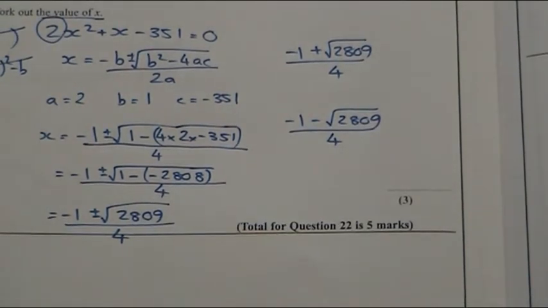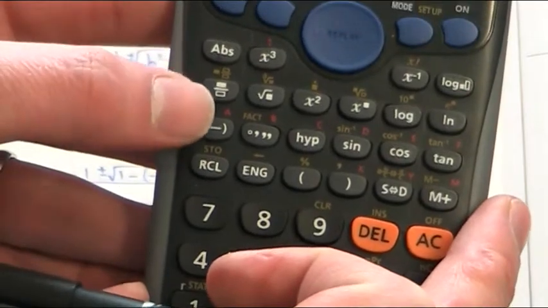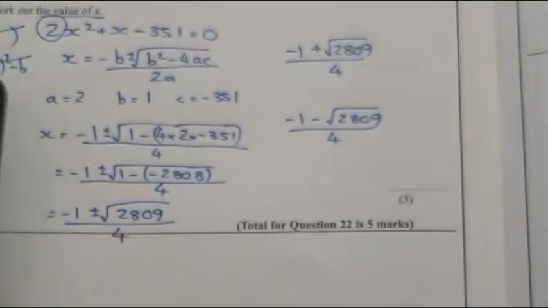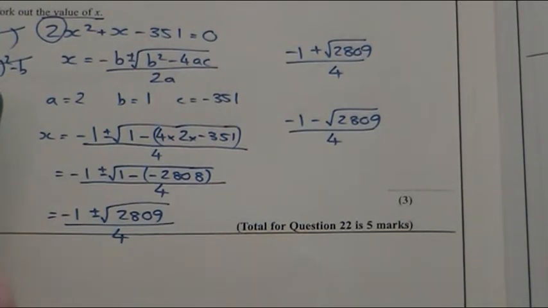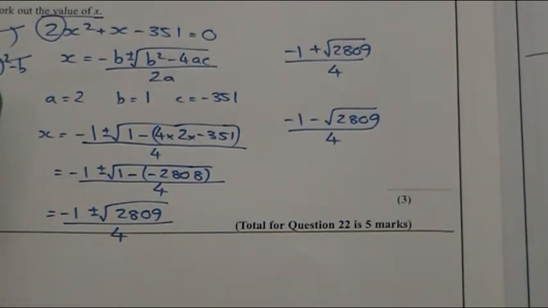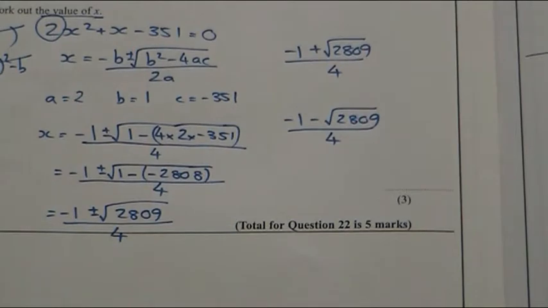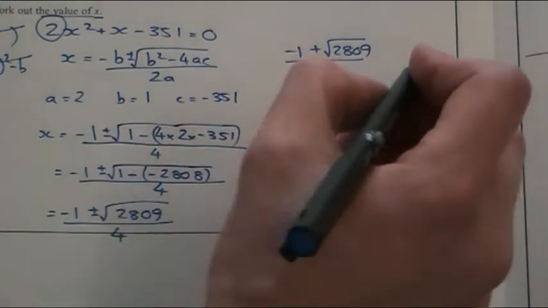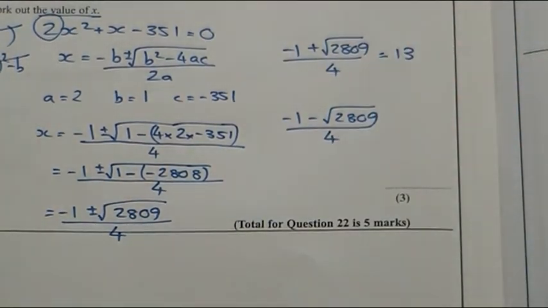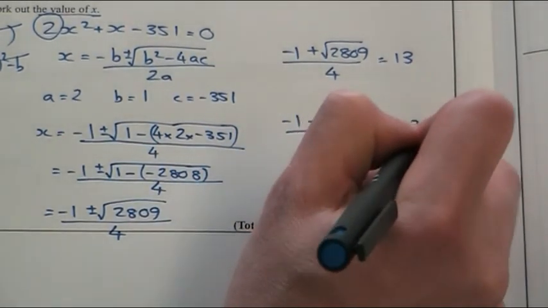So negative 1, I'm using my negative button there. So negative 1, subtract the square root. Oops, pressed the wrong button. Start again. Negative 1, add the square root of 2809. Press equals. I'm pressing equals after this point, so my calculator doesn't follow BIDMAS incorrectly. Divide by 4, and I get 13. And this time I'm doing negative 1, subtract the square root of 2809. Pressing equals, dividing by 4, and I get minus 13.5.